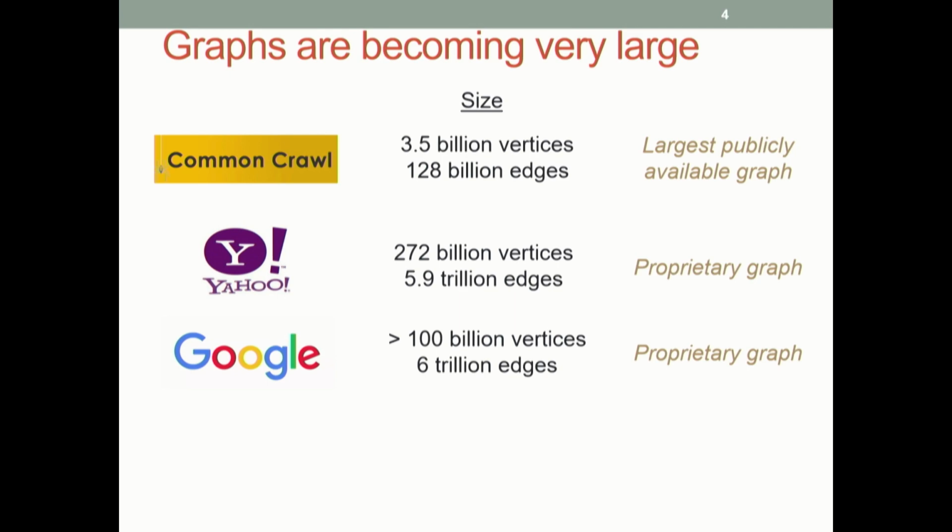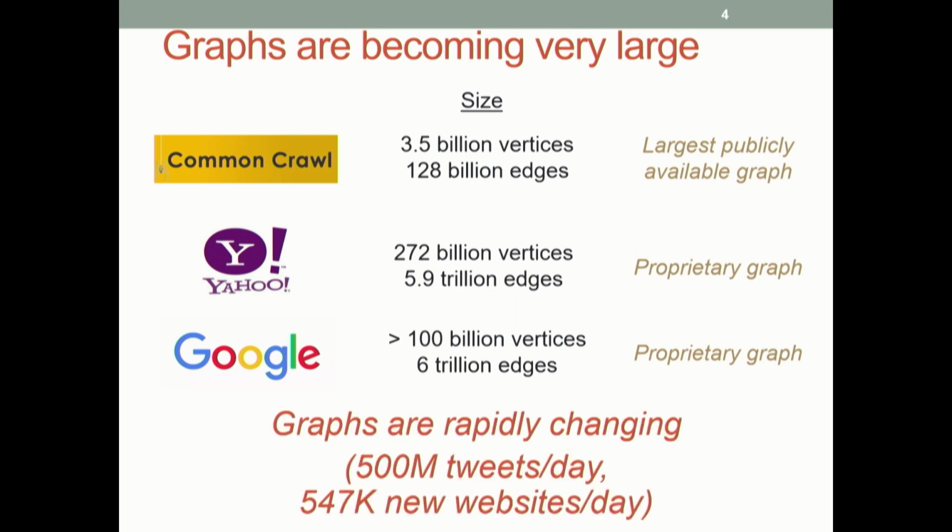In addition to being massive, many real-world graphs are also rapidly changing. For example, on the Twitter network, there are about 500 million new tweets every day. And on the internet, there are over 500,000 new websites being created every day. And these events correspond to changes in the underlying graph.